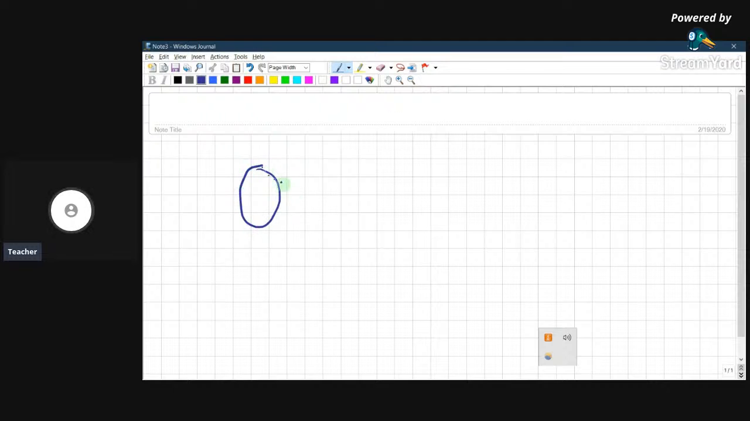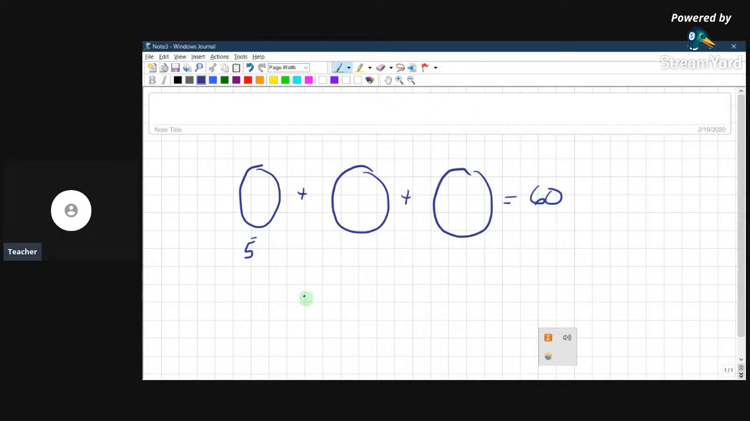So let's put 3 circles, 1, 2, and 3 to represent the 3 classrooms that we're talking about. All right. And we know that in all, when we add the number of students in all these 3 classrooms, we're supposed to get 60 students. Okay. So from the first classroom, it said that 5 of them left the first classroom, 5 boys. Then 7 girls left this classroom. Then afterwards, 6 students left the third classroom.